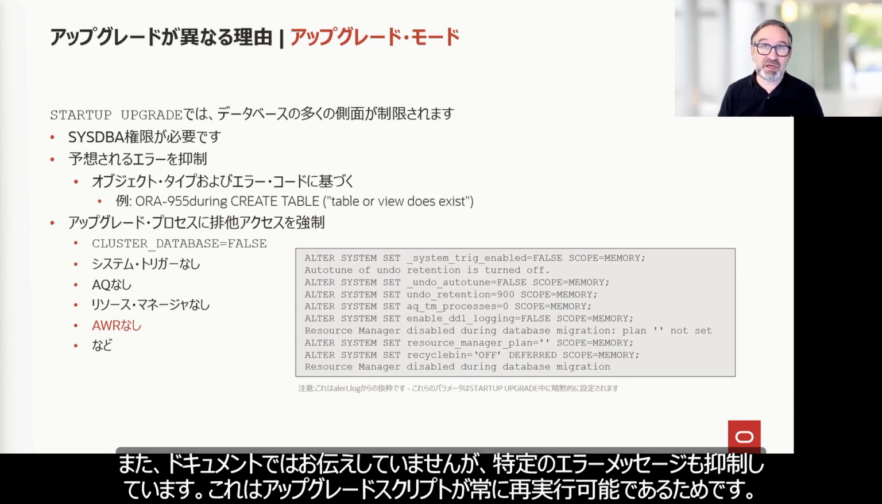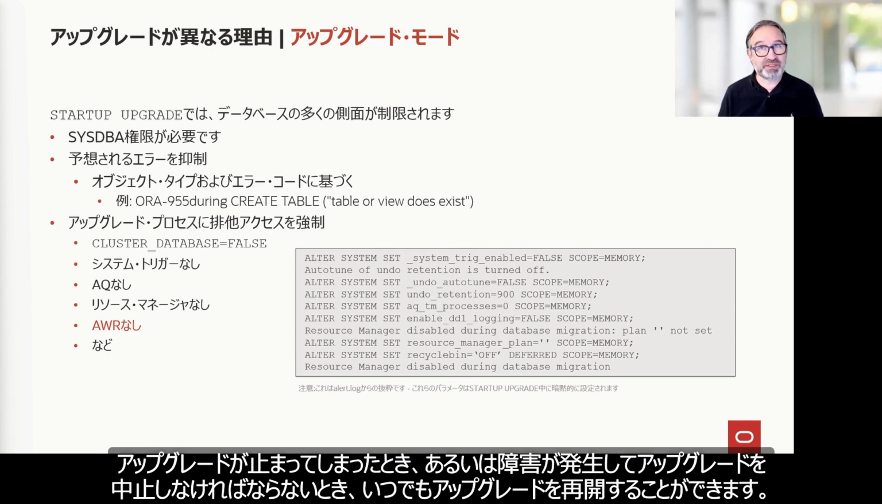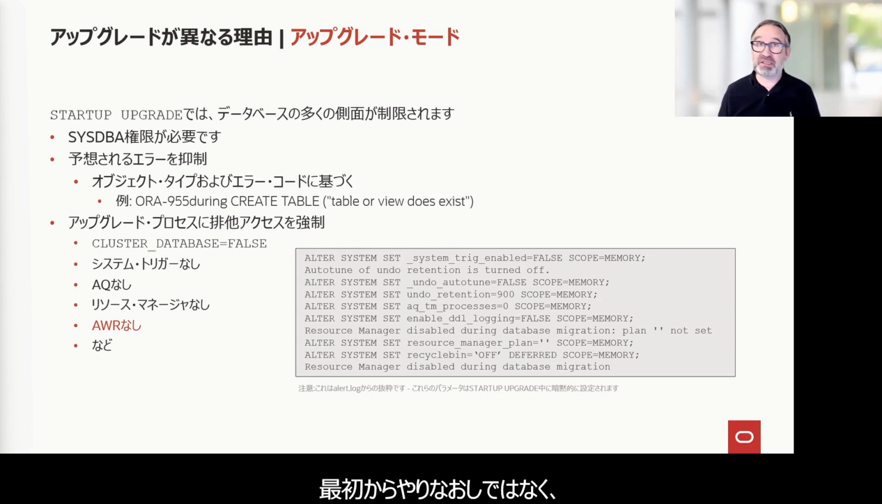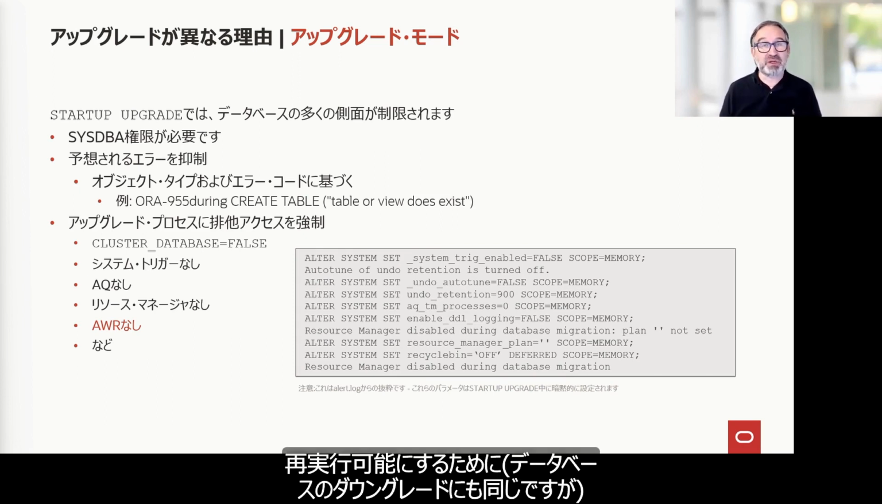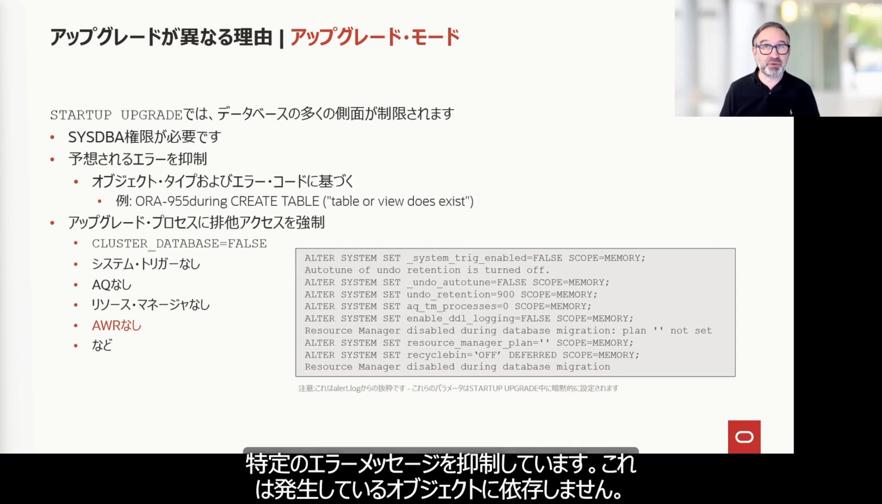error messages because upgrade scripts are rerunnable, always. When the upgrade got stuck, when you had a failure or a problem, you had to stop the upgrade, you can always re-trigger the upgrade. And it doesn't start from the beginning. It just picks up on the phase where it got stopped. But in order to make it rerunnable, and the same applies to database downgrade, by the way, we suppress certain error messages independently of the object where they are happening.